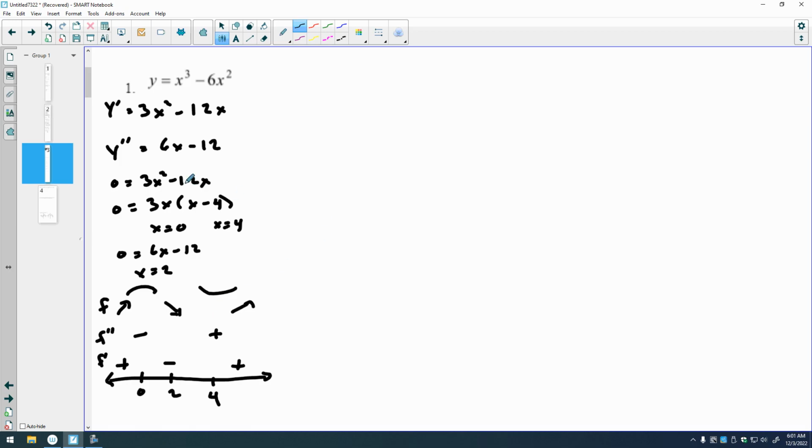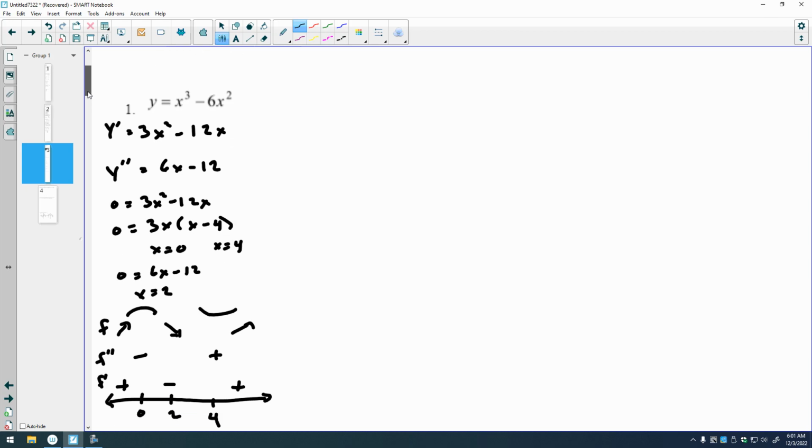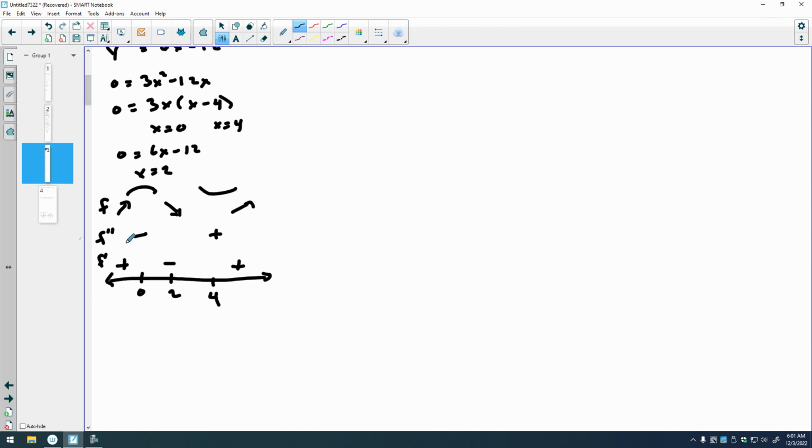All right. Next thing. Slide up here. Where is f increasing? So let's just answer the question. F is increasing where the first derivative is positive. So my f is increasing from negative infinity, again, that's always going to be a parenthesis, but you can make this a bracket if you wanted, to 0.